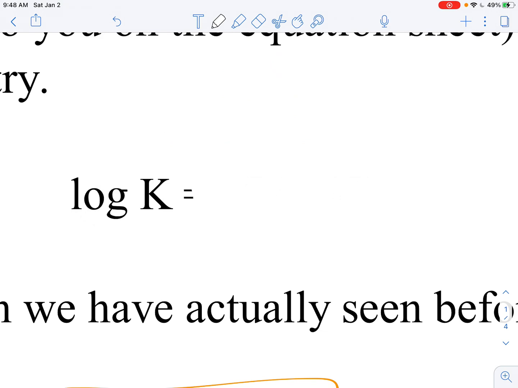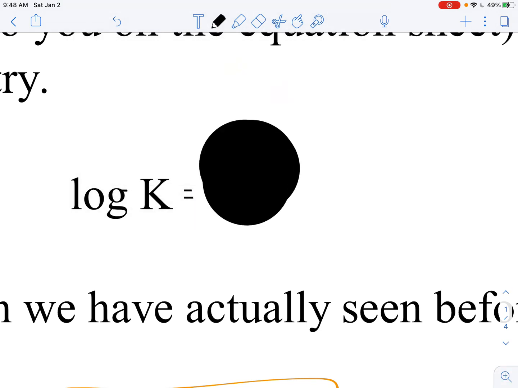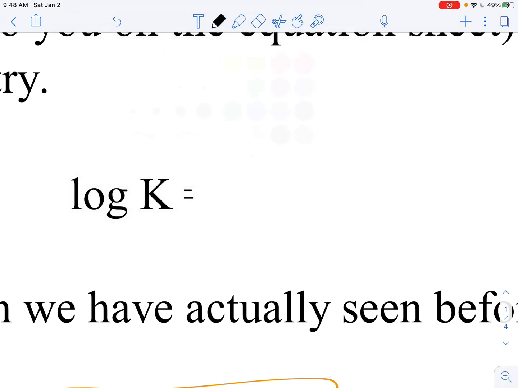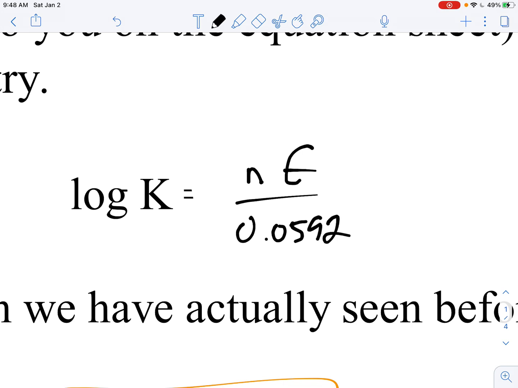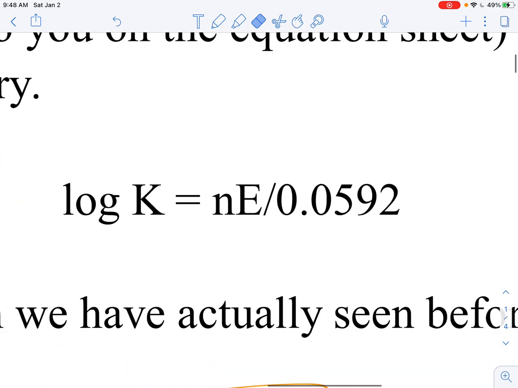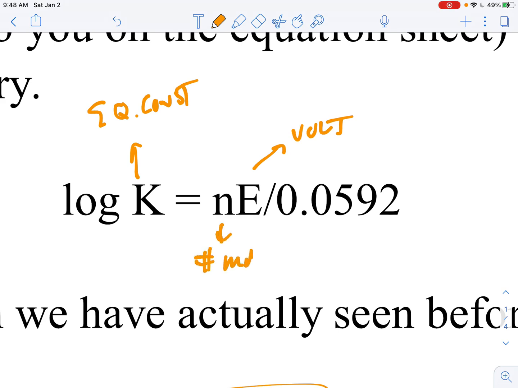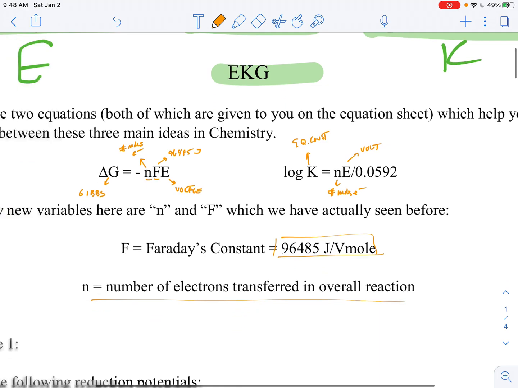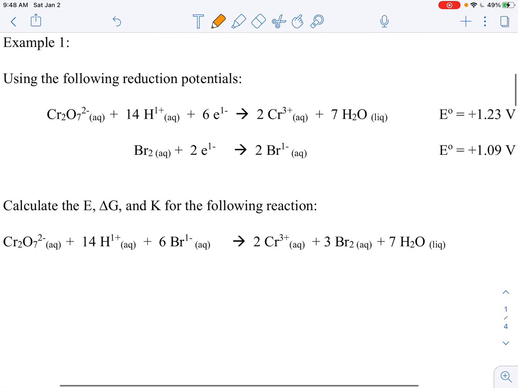So if you'd prefer, you can write it like this, where it's natural log of K is equal to NE over 0.0592, right? Same thing. It's the same. It just looks a little bit different. But again, these equations are on your equation sheet there. So, again, K here is just your equilibrium constant. And then E is your voltage. And again, N is the number of moles of electrons.